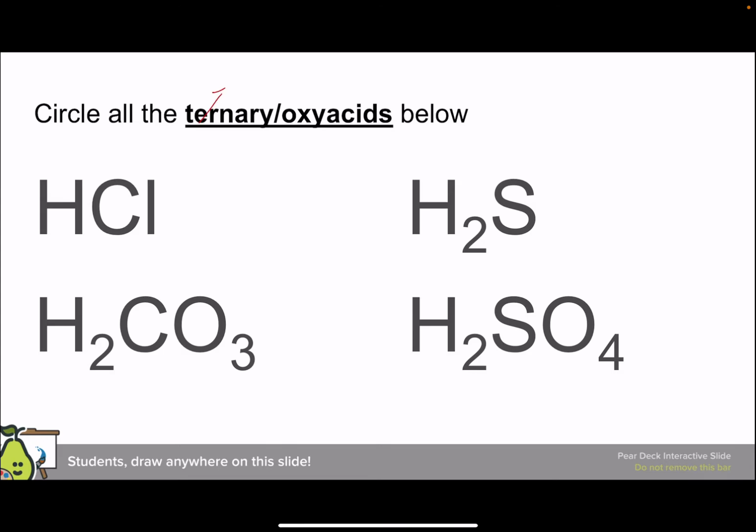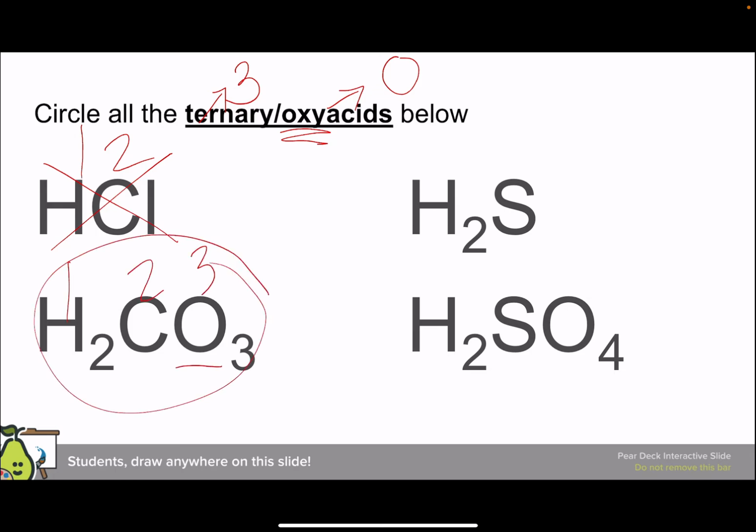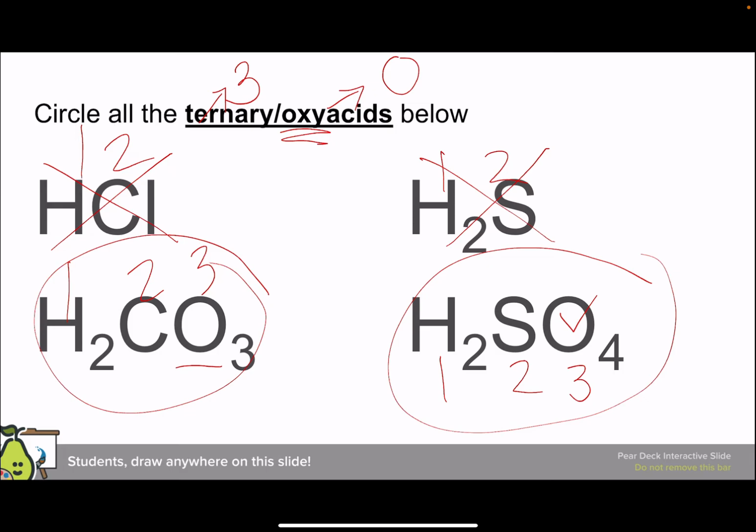Now, ternary is like tertiary, aka 3 elements, or sometimes we call them oxyacids because they have oxygen in them. So it can't be that. That's 1, 2, a binary. We have 1, 2, 3 with an oxygen. It is this one. And then we have 1, 2. This would also be binary. And we have 1, 2, 3 with an oxygen. It would be an oxyacid.